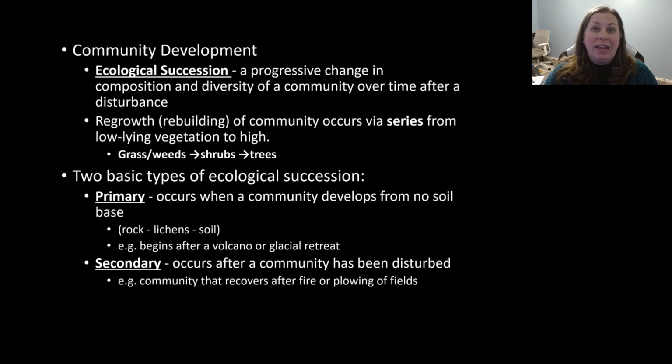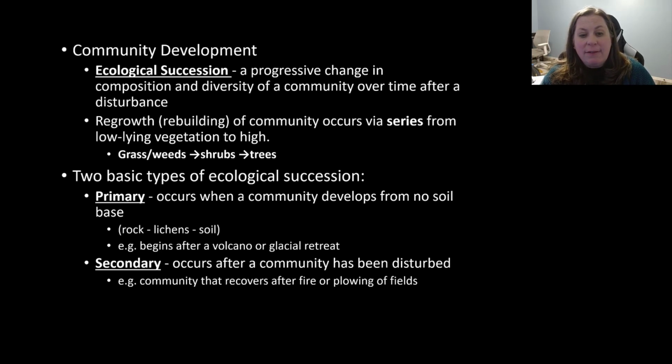Once soil is created, plants can then move in: the grasses, the shrubs, and then the trees. Once plants move in, animals can move in. Guys, this is seen with new volcanic islands, like the chain of Hawaiian Islands or Japan, or after a volcanic eruption, as well as when a glacier retreats and rock is just left behind. Okay, this is when you would see primary succession.